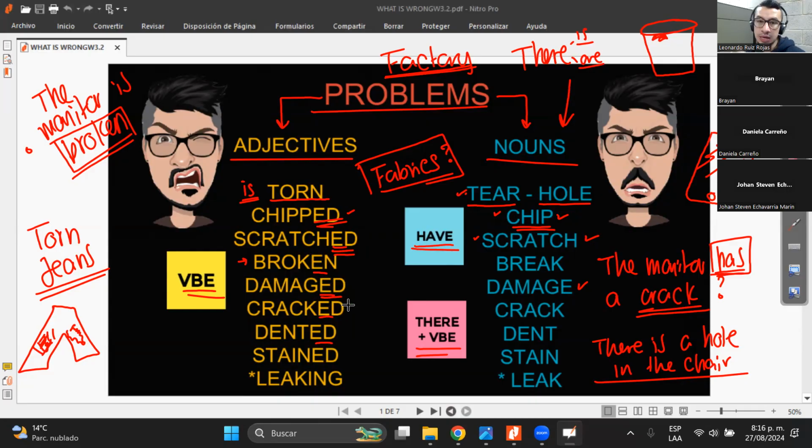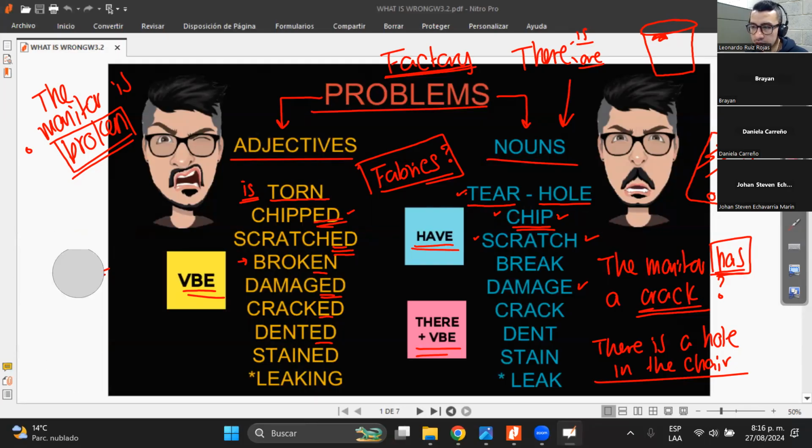So it means like the wall is cracked. Normally, when the houses are not built in good conditions, the walls are cracked, you know? So it means there is a wall, and in the middle of the wall, there are many different cracks, okay? So it's a little bit similar to chip, but bigger, no? It's a little bit more serious. Bueno, dent, it means abolladura.